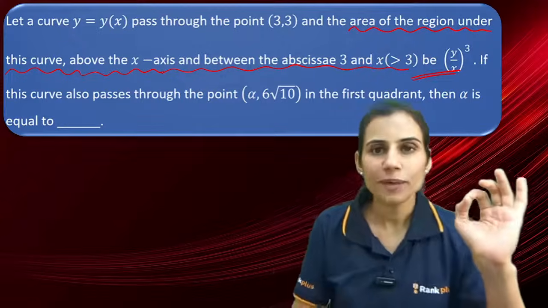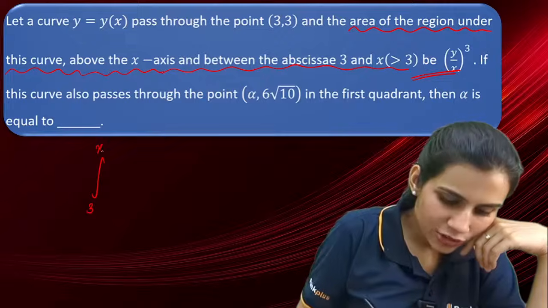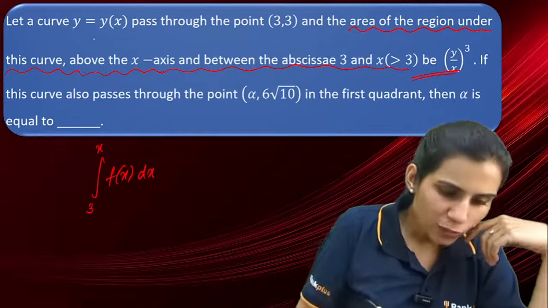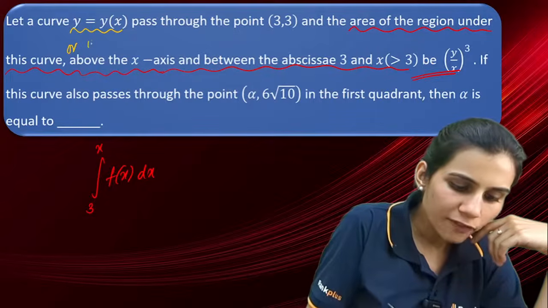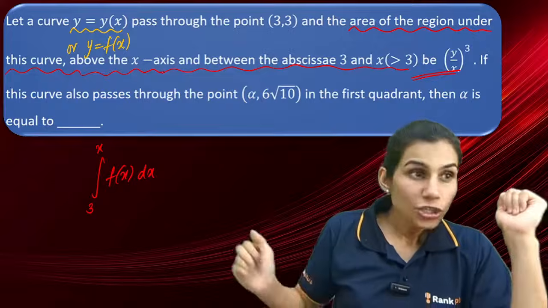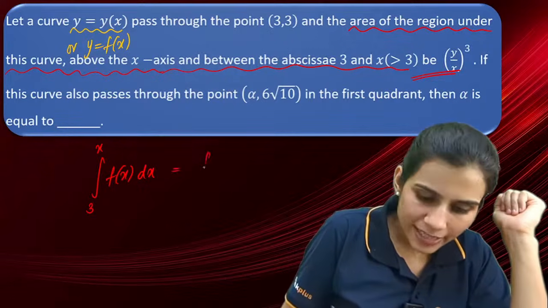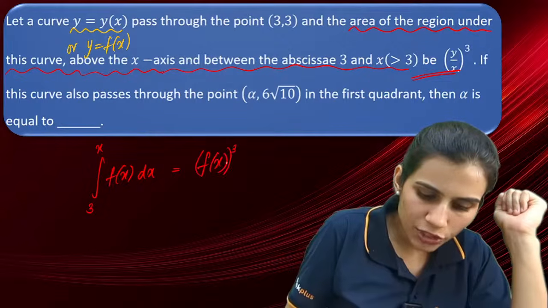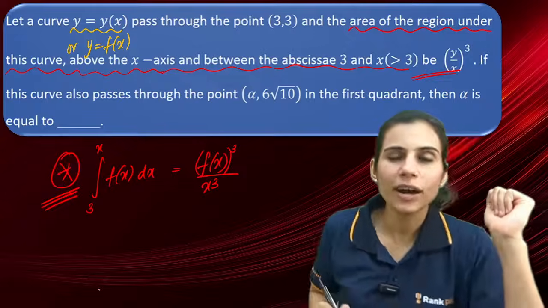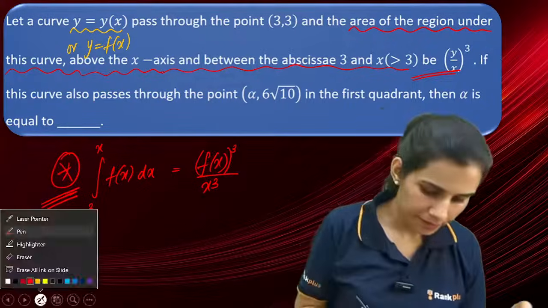In the language of mathematics, how will you write this down? This is nothing but integral 3 to x f of x dx only, because y equal to y of x function or y equal to f of x function means the same. So this is what is given to you to be equal to y cube by x cube. That means f of x whole cube by x cube. Superstar step, everyone. Such a big statement got compressed to this integral.